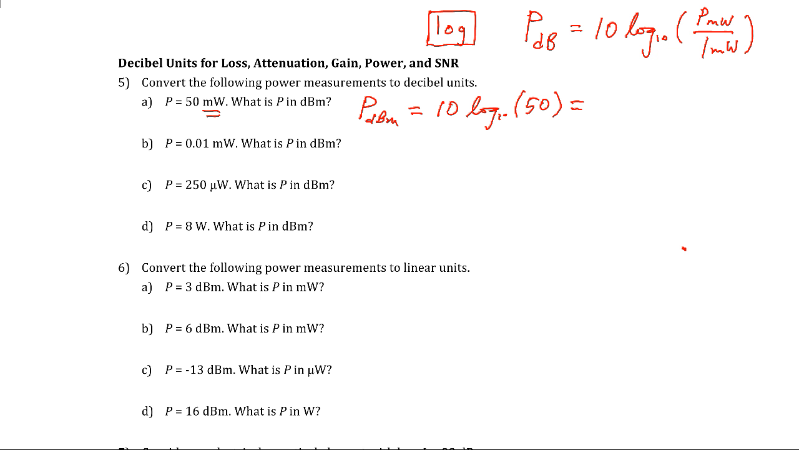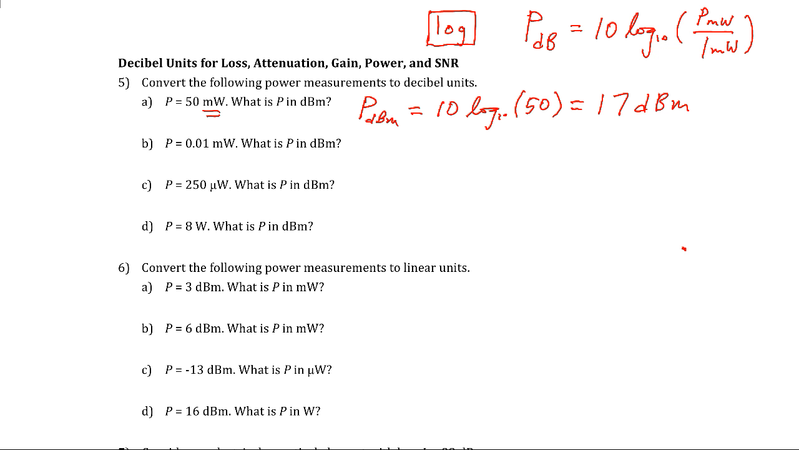I get 1.698 times 10 to the 1, or 16.98. I'm going to go ahead and write 17 dBm. And that we know because 50 is half of 100, and 100 milliwatts is 20 dBm, and when you cut in half, you subtract 3 dB. 20 minus 3 is 17.